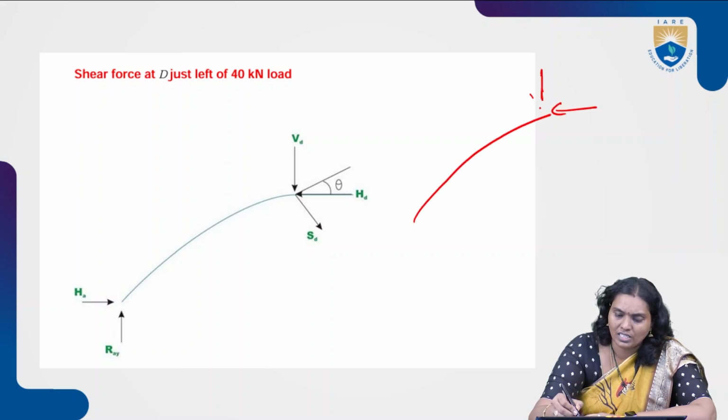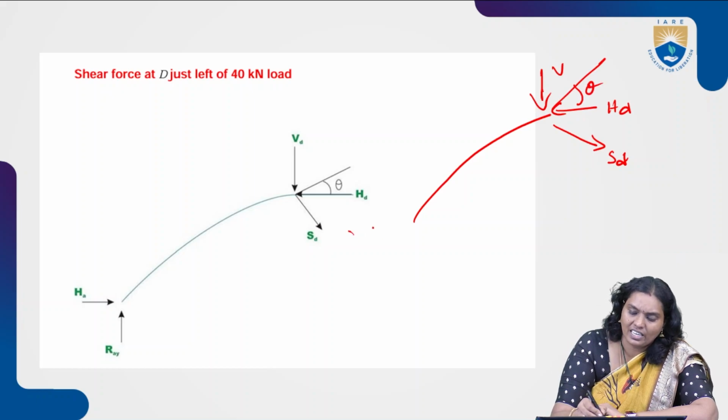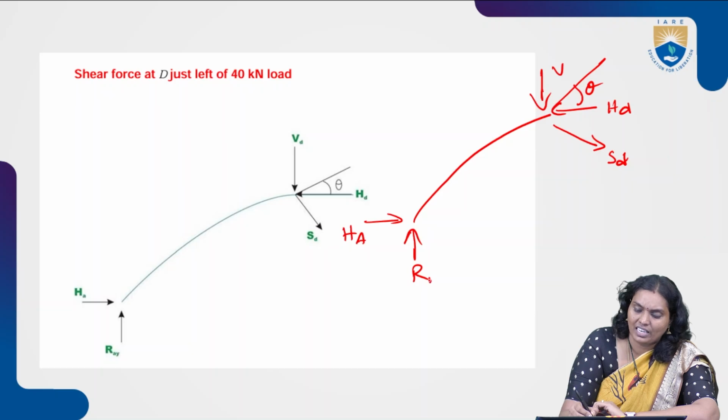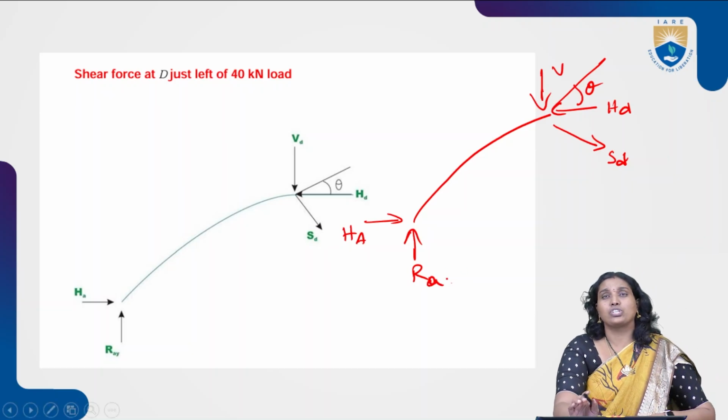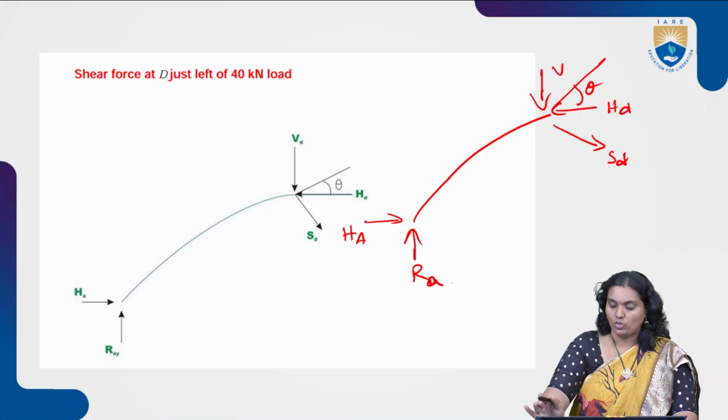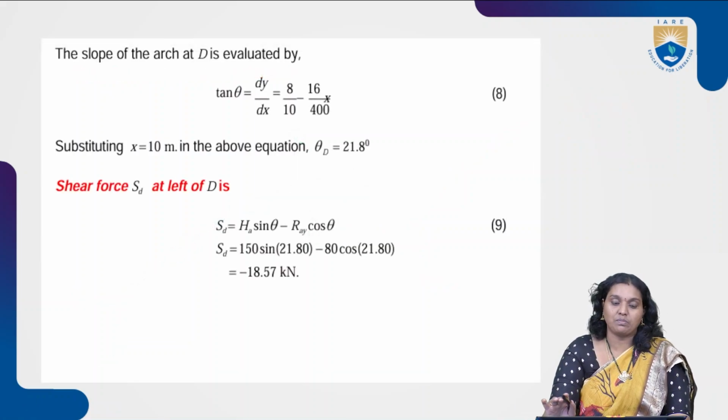These are the forces, vertical and horizontal. It makes an angle theta. This is the horizontal reaction at A and the vertical reaction at A. So the shear force at D, just left of the 40 kilonewton load. The remaining is not applicable in this particular case.